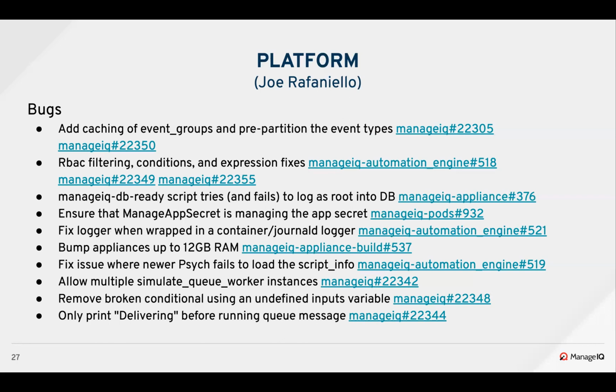Next, Jason fixed an issue in our simulate queue worker console command to handle multiple invocations. I removed a broken conditional referencing an undefined local variable. It's been several years unused and would break if we tried, so we removed it.